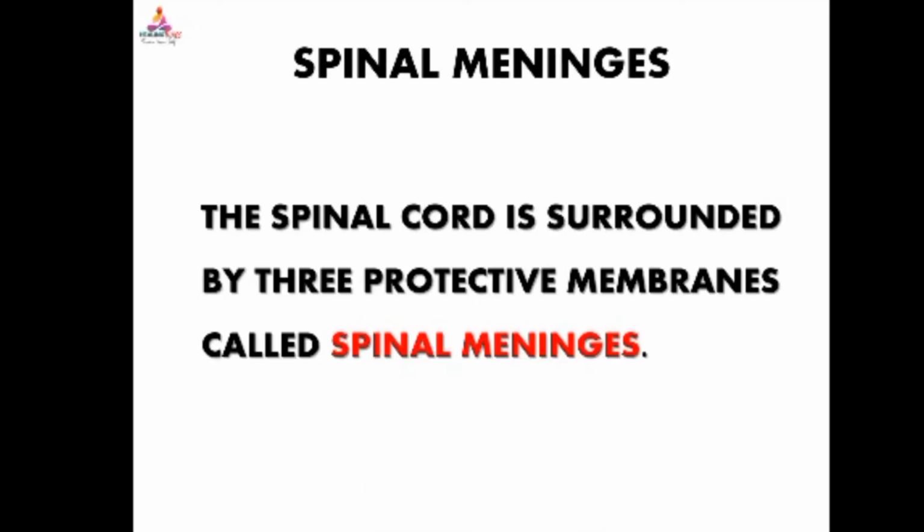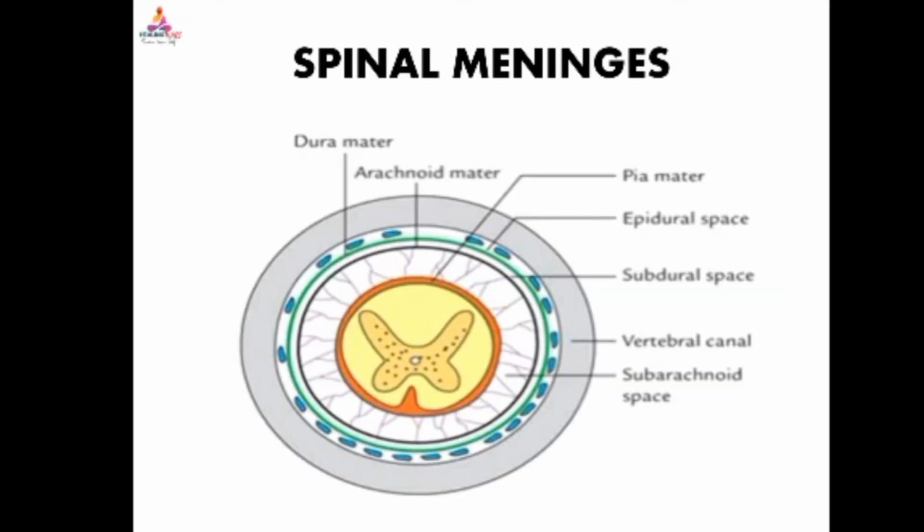Next is the spinal meninges. The spinal cord is surrounded by three protective membranes called spinal meninges. From outside inward, these are dura mater, arachnoid mater, and pia mater.